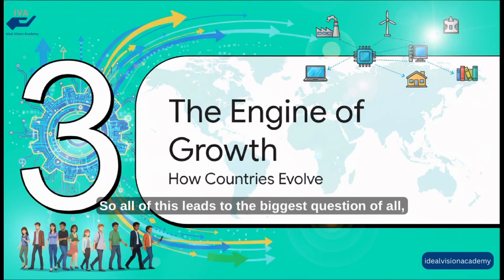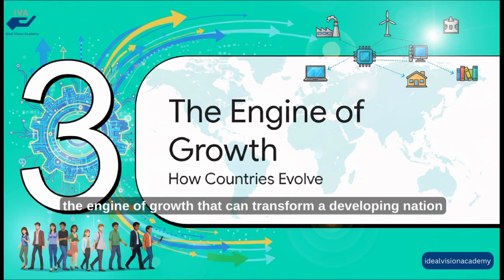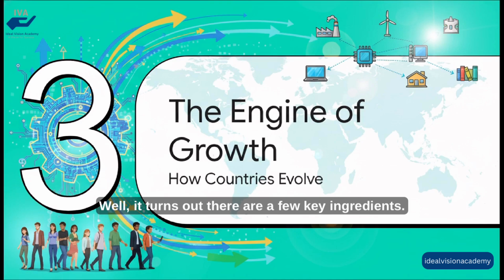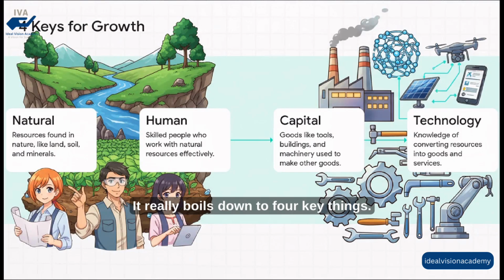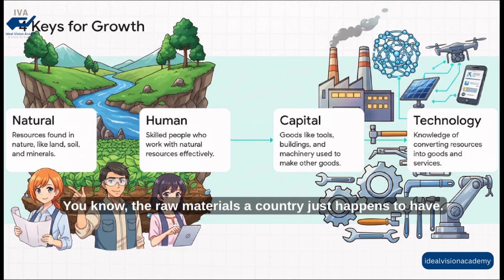So all of this leads to the biggest question of all, right? How does a country actually make that huge leap? What's the secret sauce, the engine of growth that can transform a developing nation into a developed one? Well, it turns out there are a few key ingredients. It really boils down to four key things. First, you've got your natural resources. The raw materials a country just happens to have.